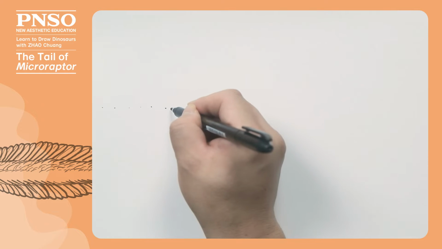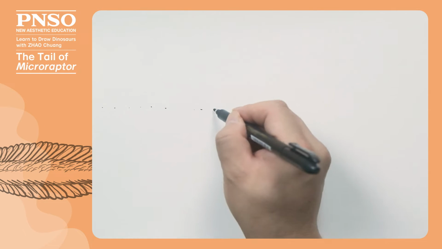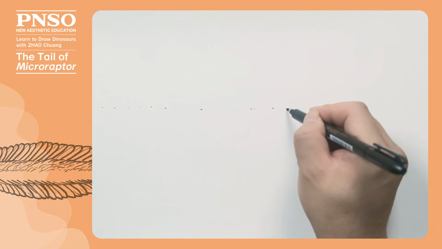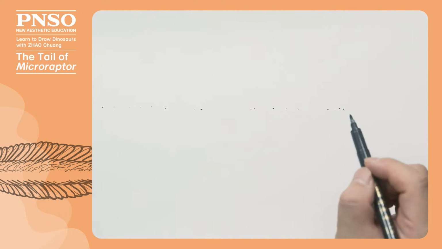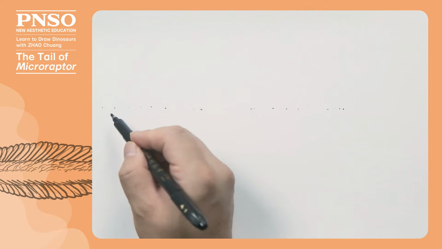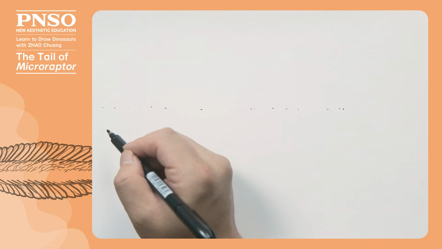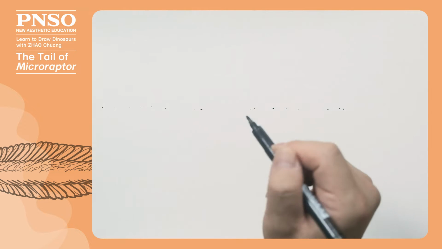When drawing, we can first use a dotted line to draw the part that can represent the inside skeleton. Let's end the dotted line here, meaning that its tail bones were only as long as this. Then let's draw the feathers on its tail.